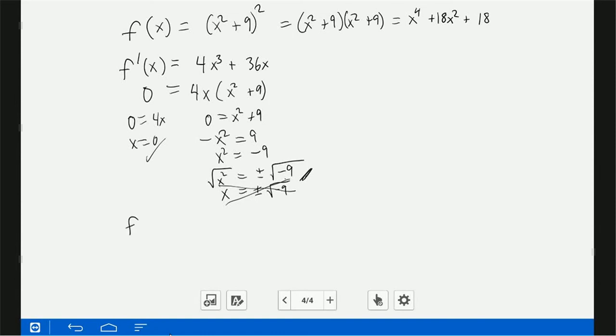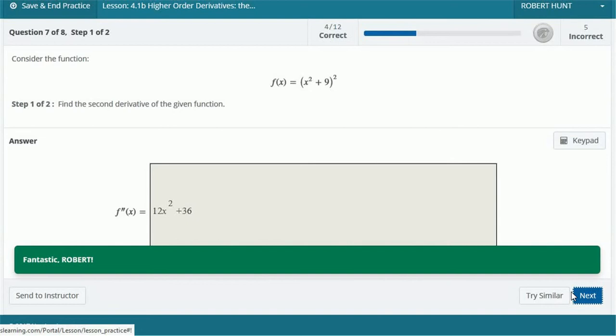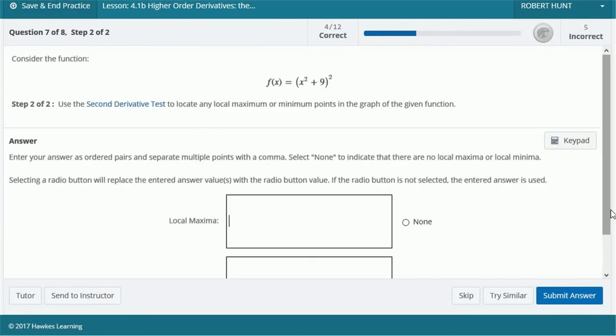Okay, keep going. Our second derivative. Again, I'm going to go back up here and look at my first derivative. Do the derivative of it. So this will be 12x squared plus 36. Okay, so the question asks for the second derivative, 12x squared plus 36. And then local min and max.